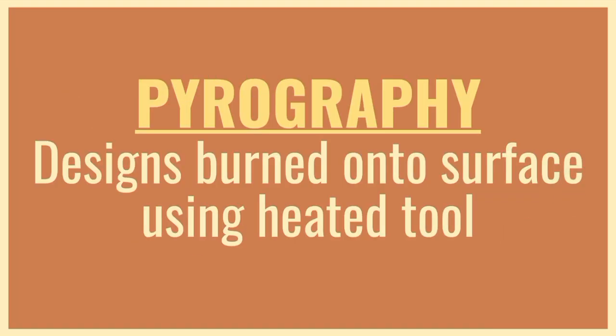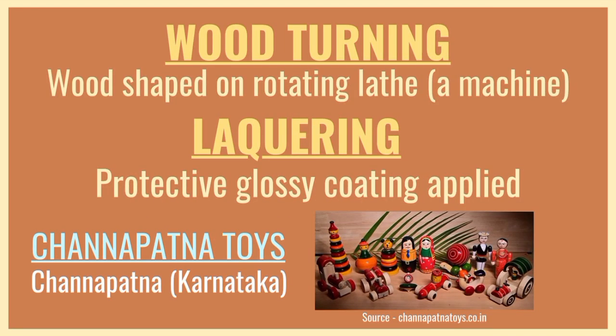There is pyrography, where the designs are burned into the surface using a heated tool. So you basically place a heated tool on the surface and the design will get burned onto the surface. There is wood turning, where the wood is shaped on a rotating lathe. Lathe is a machine. You can see its pictures on the net.